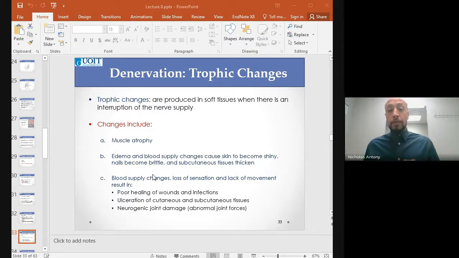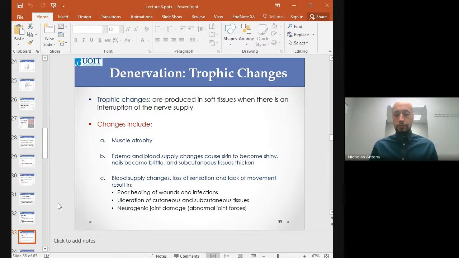Because of the loss of autonomic function, there's going to be a loss of blood flow, so pooling, and loss of blood flow will lead to poor healing of wounds and infections, ulceration of the cutaneous and subcutaneous tissues, as well as neurogenic damage, because with the loss of sensation, the patient won't feel the grinding of the bones or pain. And so there are compression injuries. So trophic changes happen when there is an interruption of the nerve supply. Clinically, it's called trophic changes.